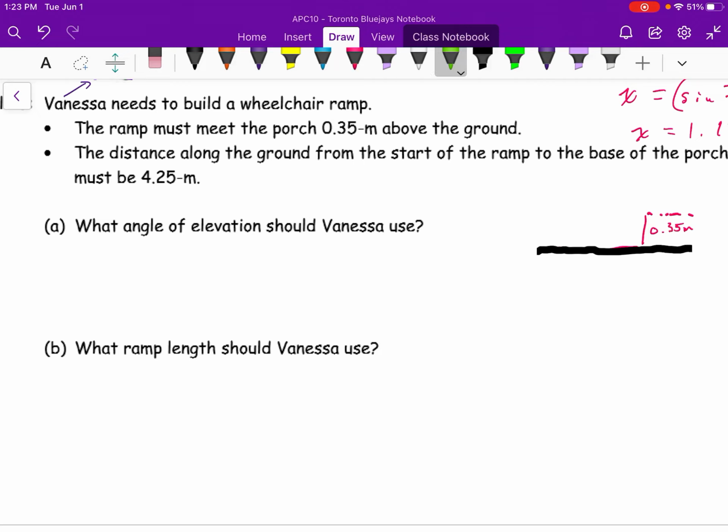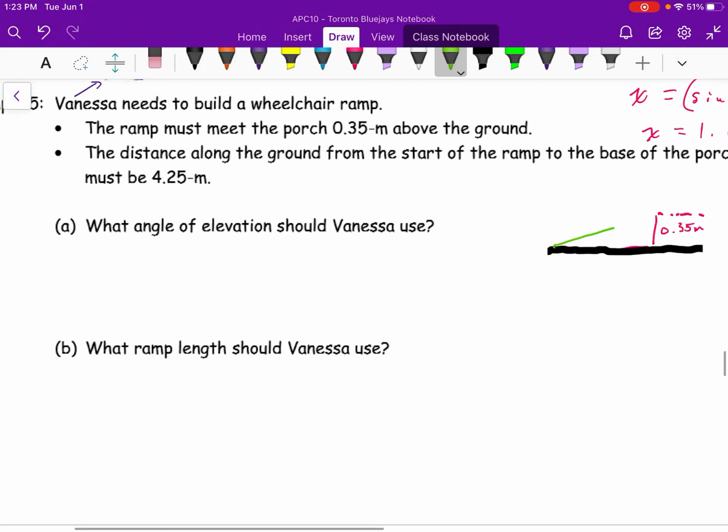The distance, so I guess I'm going to say this is my ramp. The green is my ramp. The distance along the ground from the start of the ramp to the base of the porch must be 4.25 meters. What is the angle of elevation that Vanessa should use? Now, angle of elevation is from the horizontal measured up. So this is fairly straightforward again.